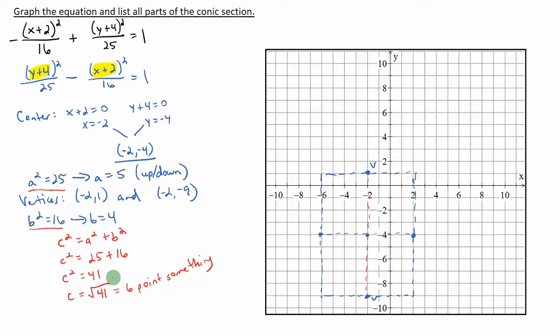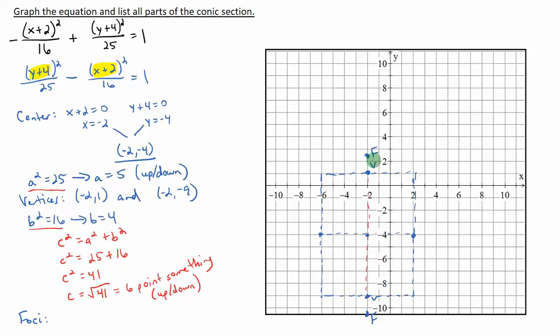I also know that C is measured in the same direction as A. It's along the transverse axis. It's going to give me my foci. So this will be measured up and down. Okay? So from my center, I go a little more than 6 units up. 1, 2, 3, 4, 5, 6, and a little more. So that's going to be a focus. And I go 1, 2, 3, 4, 5, 6, and a little bit more down here. And there is my other focus. So now I can list the ordered pairs for those foci.